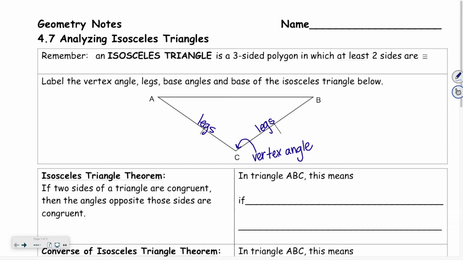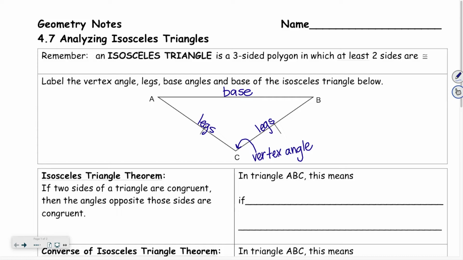So the vertex angle is formed by the two legs, and the legs are always the sides of the triangle that are equal. The base of the triangle is the one that's different, so it doesn't have to be on the bottom. Sometimes y'all think base means bottom, but the base is just the side that's different from the other two.